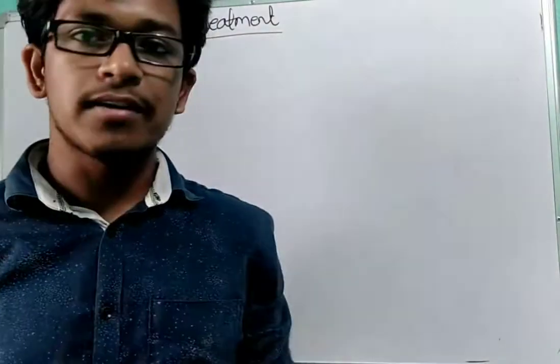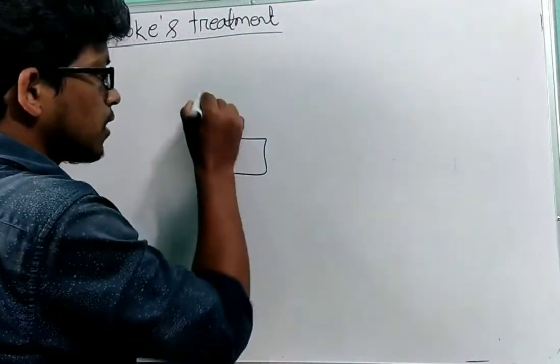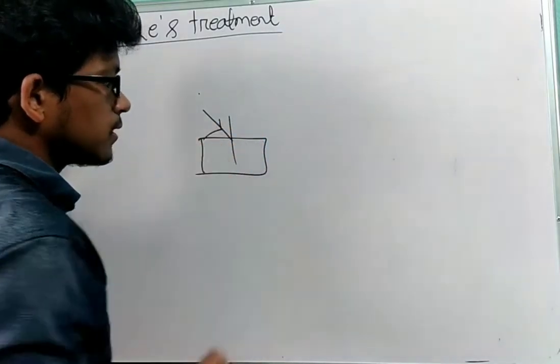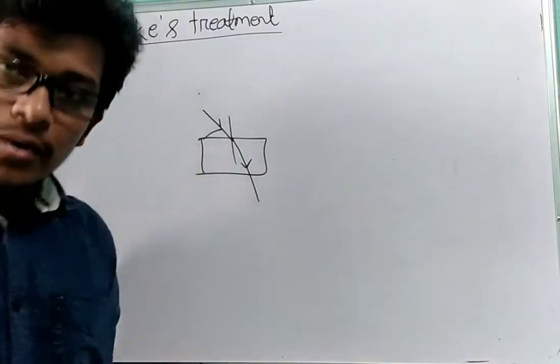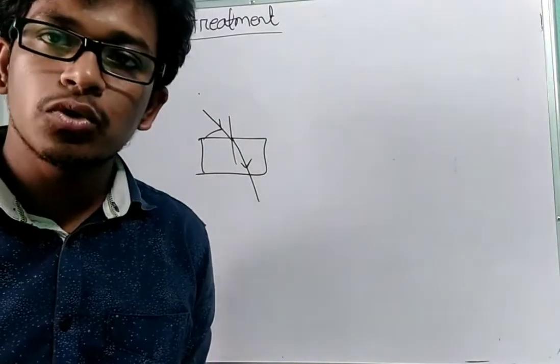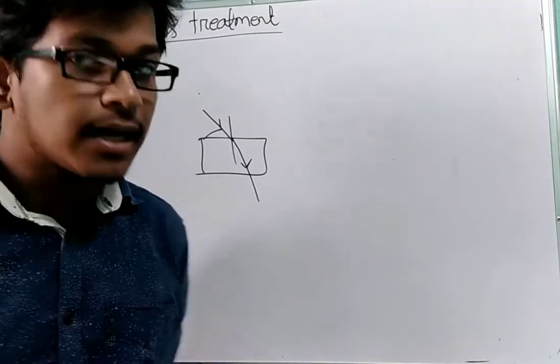Suppose I give a slab. Your light will fall here, then light will be transmitted. So this is one light. Where will we get another light, so that both undergo superposition, which will give us the interference? That we will see now.